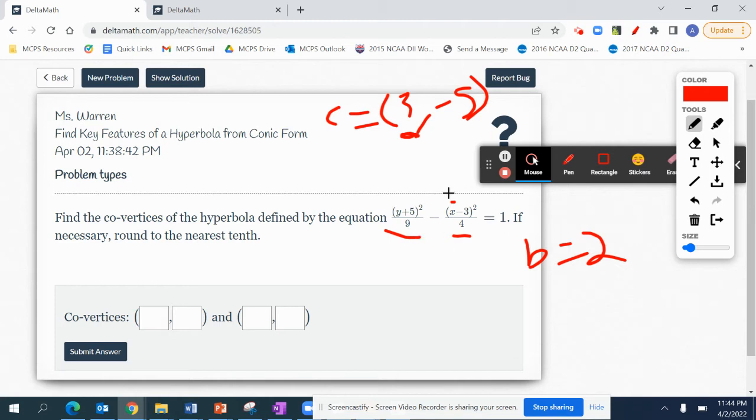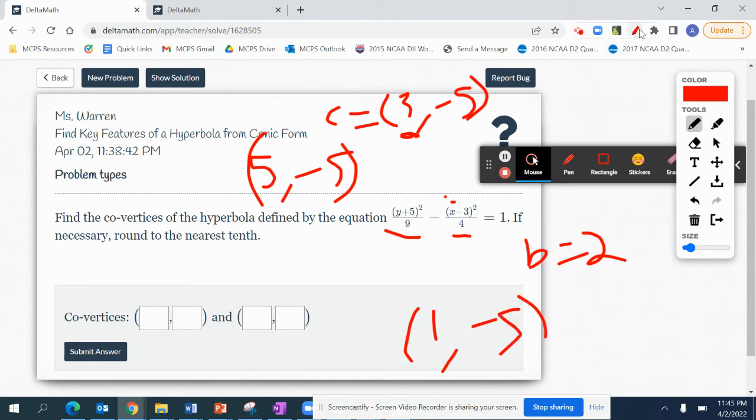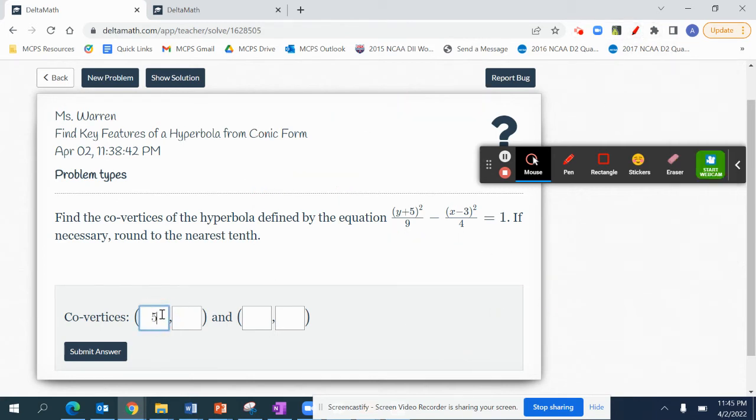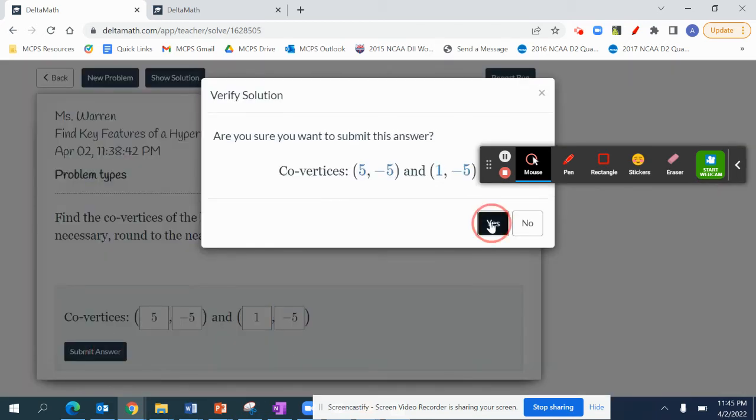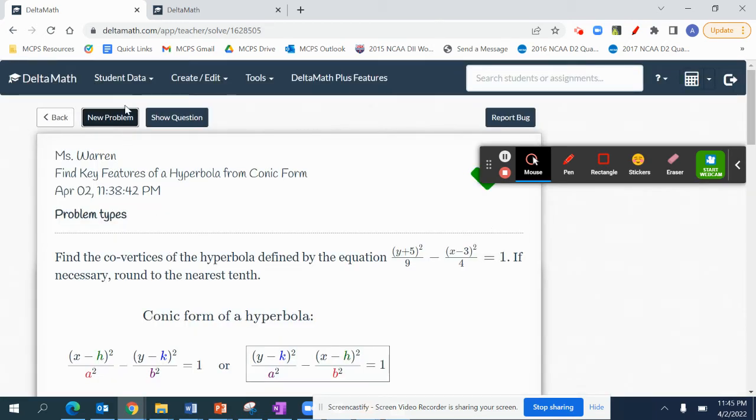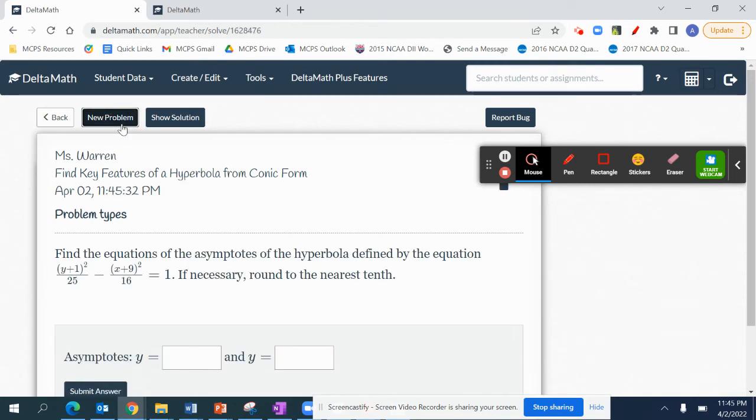But I think that's probably a more complicated way of thinking about it. So I'm just associating it with the variable it's right next to. So I'm going to add 2 to 3 to give me one covertex at 5, negative 5. And then for the other I'll subtract 2 to give me 1, negative 5. And there we go.